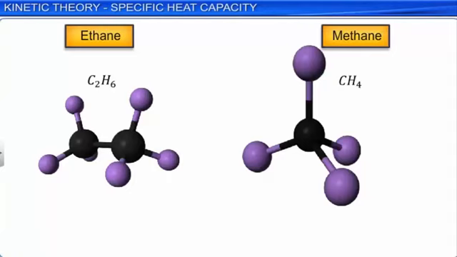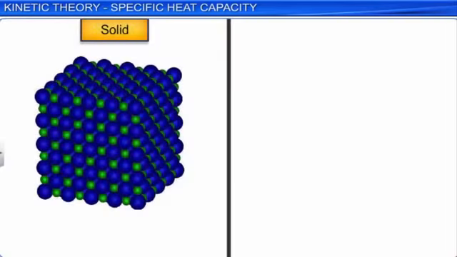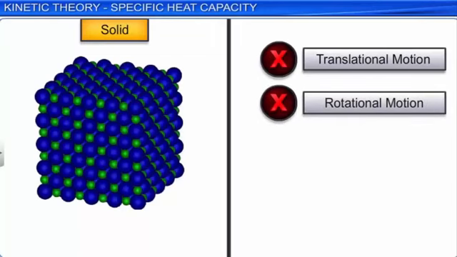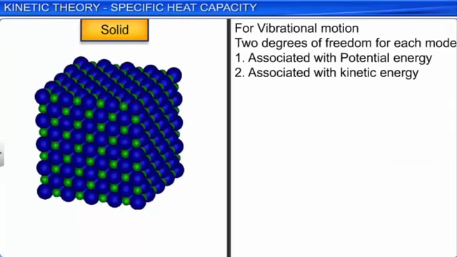Now, let's learn about the specific heat capacity of solids. In the case of solids, the molecules don't have translational motion and rotational motion. The molecules simply vibrate in the 3 dimensions. When a molecule is vibrating, it has 2 degrees of freedom for each mode. One associated with potential energy and the other associated with kinetic energy.